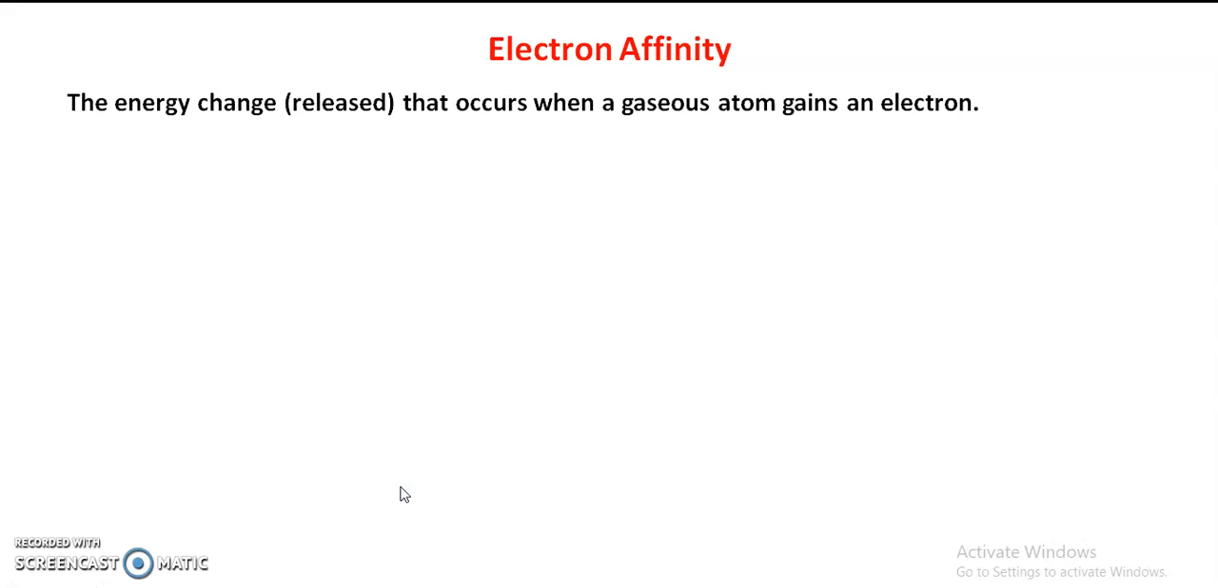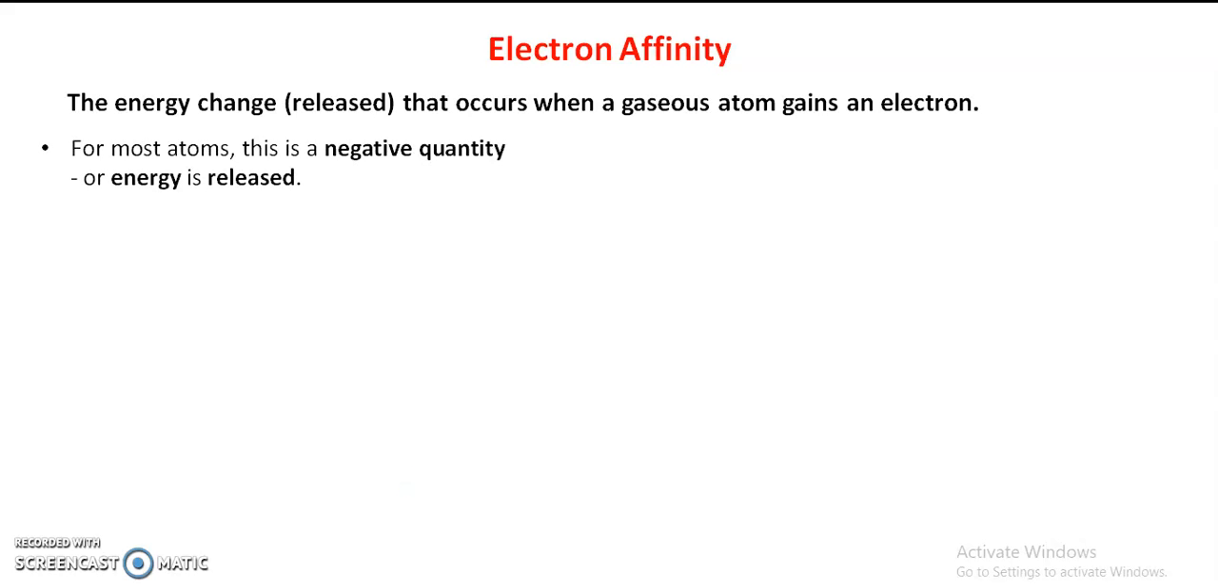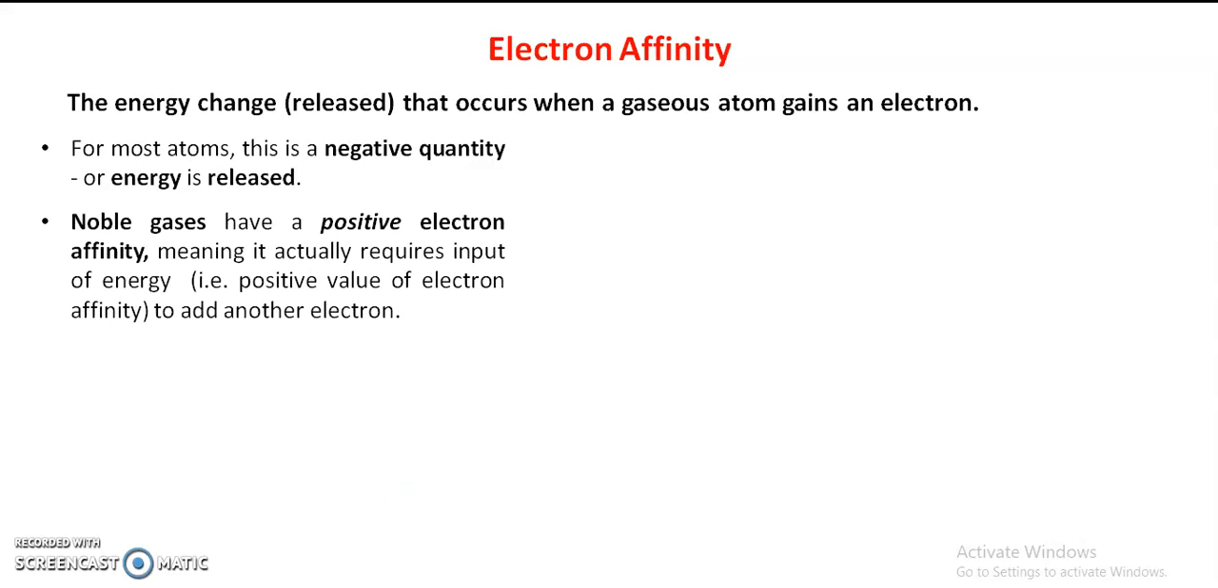So what is electron affinity? It is the energy change or released that occurs when a gaseous atom gains an electron. For most atoms, this is a negative quantity, or energy is released. Noble gases have a positive electron affinity, which means it actually requires input of energy to add another electron.